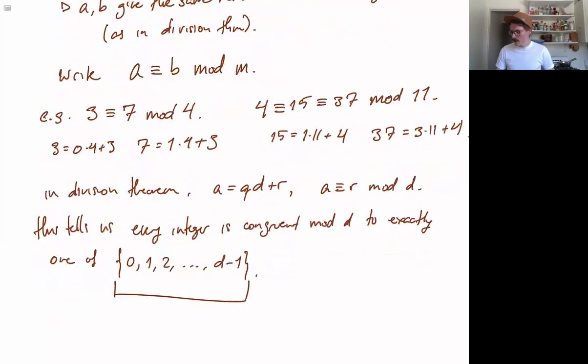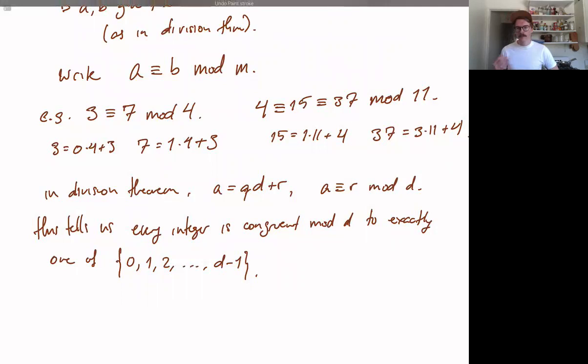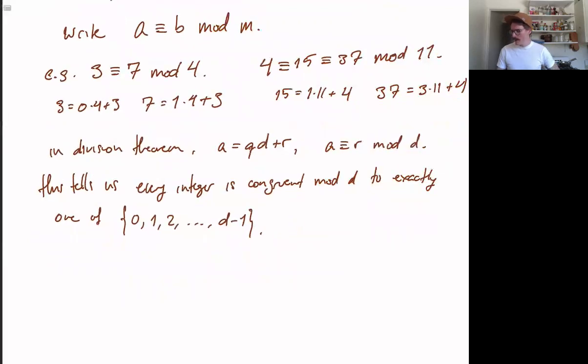So these are the different classes, or the different representatives of what things can be congruent to modulo D. And I hope I'm not being too confusing by switching between D and M. They're different letters, but of course, we'll treat them exactly the same way. So let's have an example of this. Basically, the importance of this is that it's convenient to use this finite list because it makes things much easier to work with.